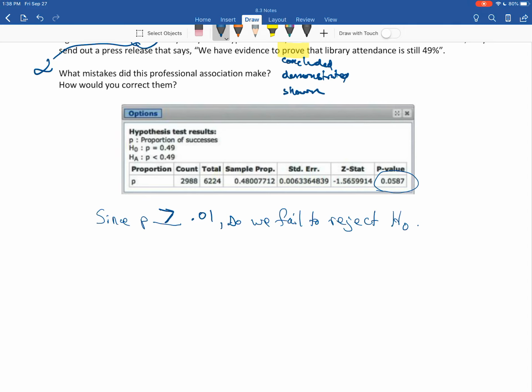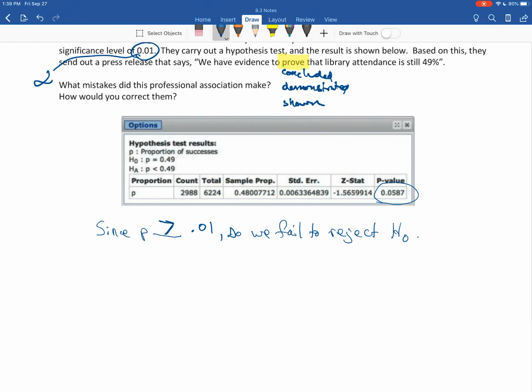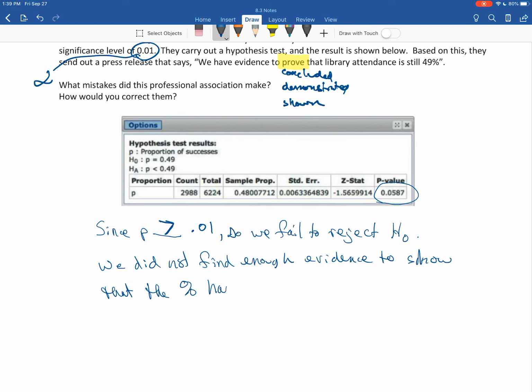Look at how that's different from what they said. We basically said we have not found enough evidence to reject the idea of it being 49%, whereas they've said we've found enough evidence to prove that it's still 49%. So again, they're saying that they provided evidence to prove someone innocent, and that's not required. So what they would have wanted to say instead is something like, we did not find enough evidence to show that the percentage has declined.